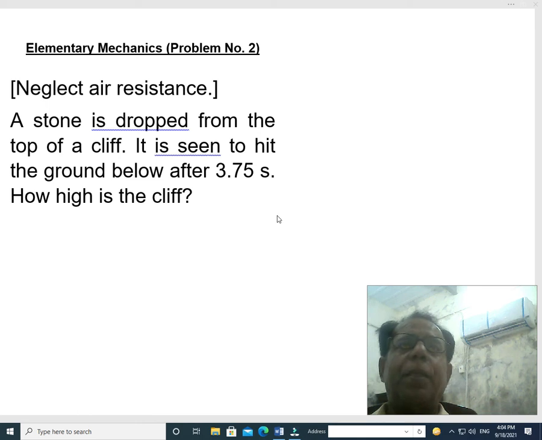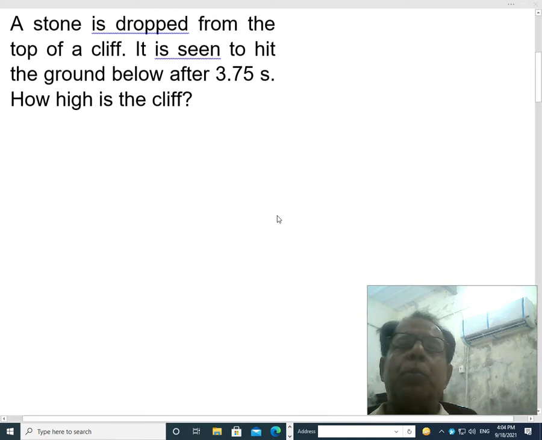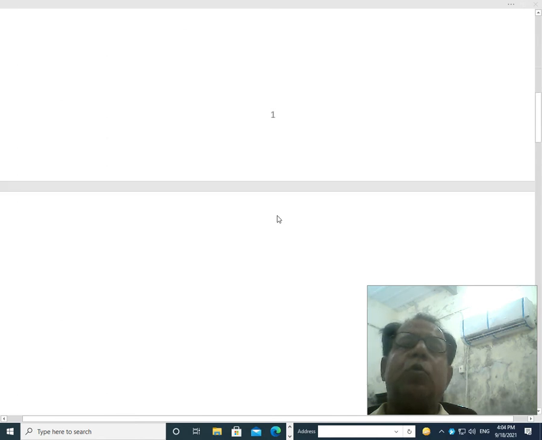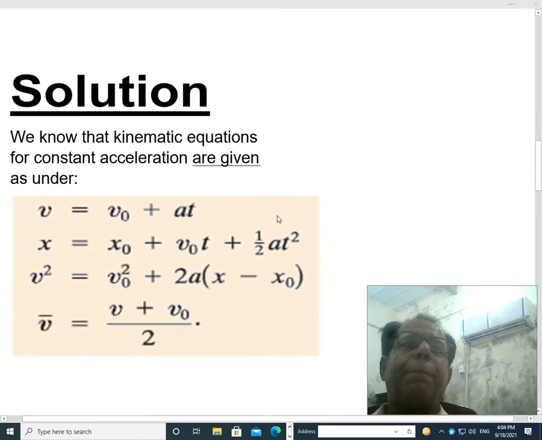A stone is dropped from the top of a cliff. It is seen to hit the ground below after 3.75 seconds. How high is the cliff? Let us now come towards its solution. We know that kinematic equations for constant acceleration are given as under.